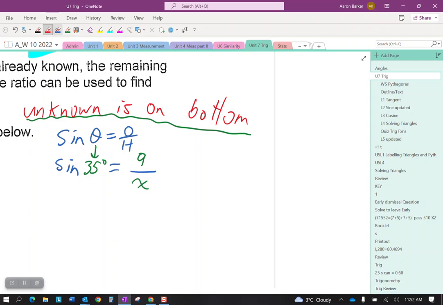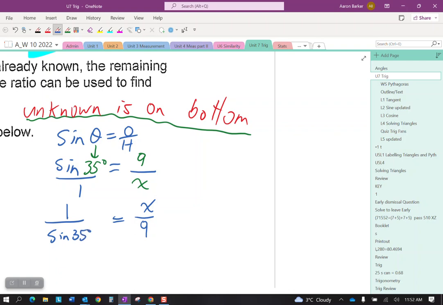Sine 35 over 1. Okay. So then we go and we flip both sides. The right side is easy, becomes x over 9. The left side becomes 1 over sine 35 degrees.